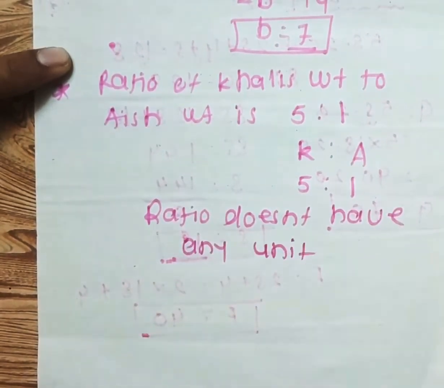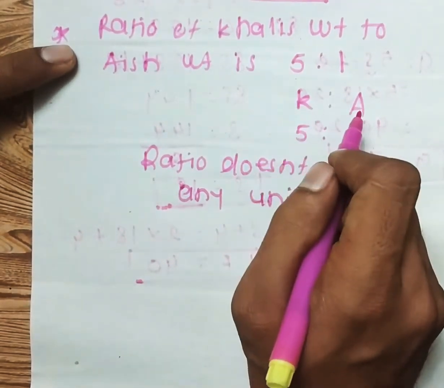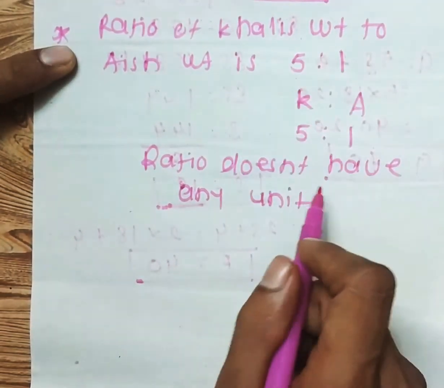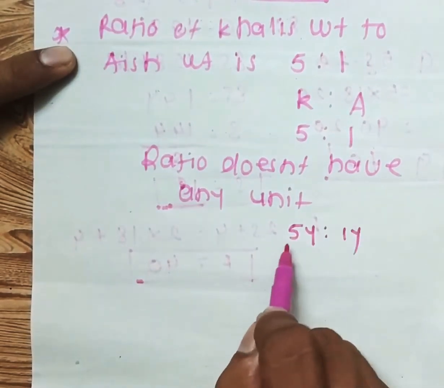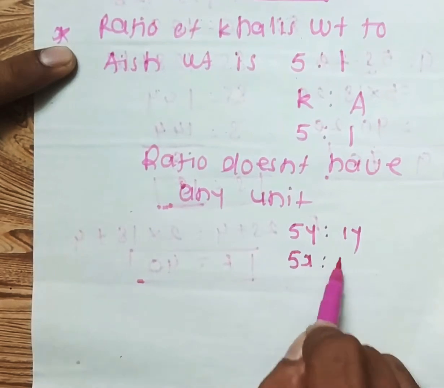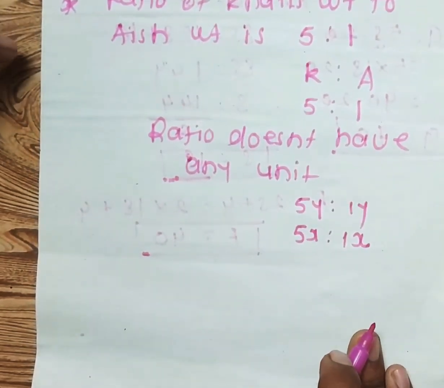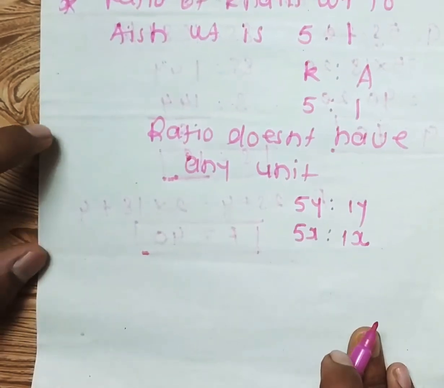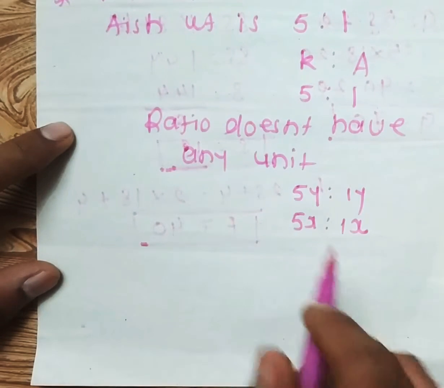Means what? I can put whatever I want here. The ratio of the Khalid to Aishwarya weight is 5:1. I can say it as 5y to 1y. I can also write it as 5x to 1x, because a ratio doesn't have any unit. So I can put any unit, but we just have to put the similar unit for both of these two names. Okay, 5x to 1x.